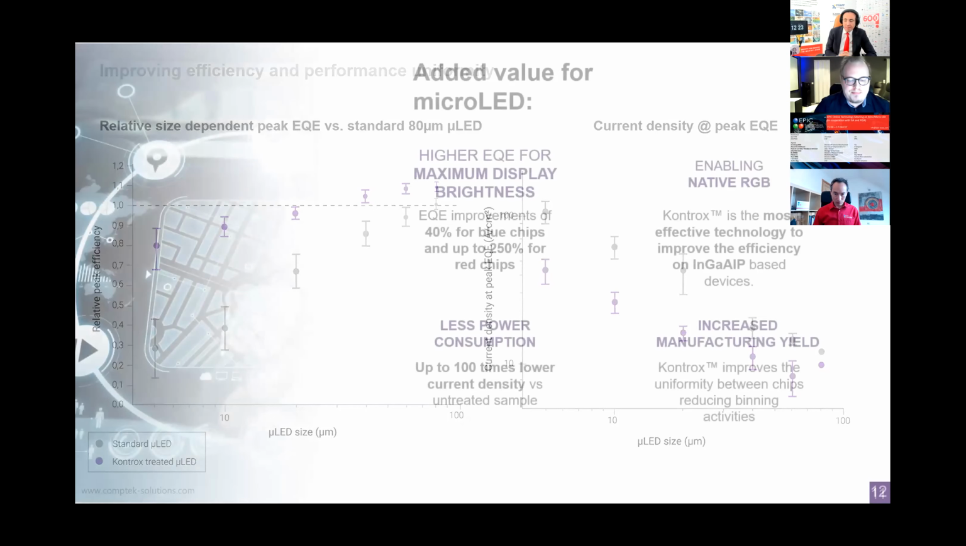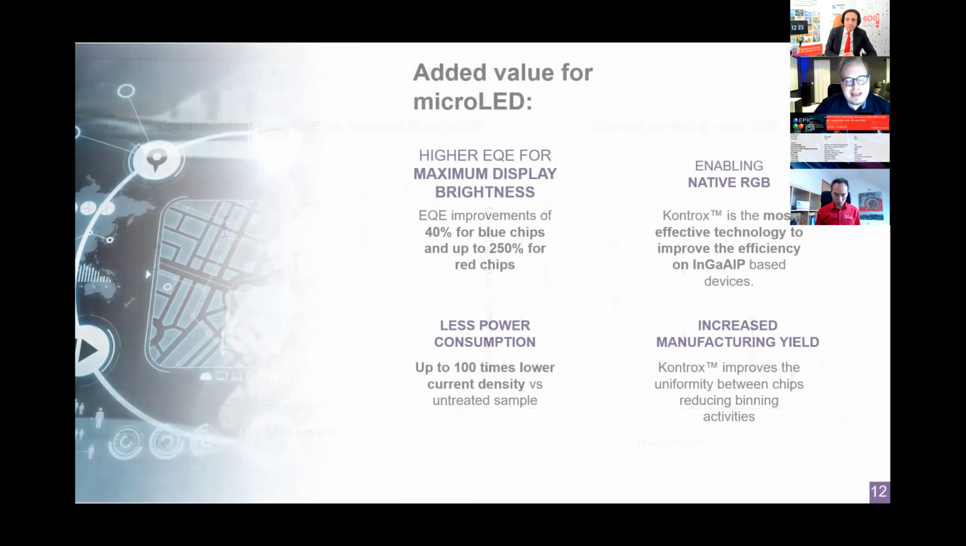So to summarize a little bit the added value, also to answer the EPI question, what we can do for you. With our atomic level passivation technology, we can greatly enhance the efficiency of micro LEDs, which basically translates into brighter and less power consuming devices. And we also think that our technology is the key enabler for red color in native RGB displays. So you don't necessarily need to use down conversion from gallium nitride to the red color.